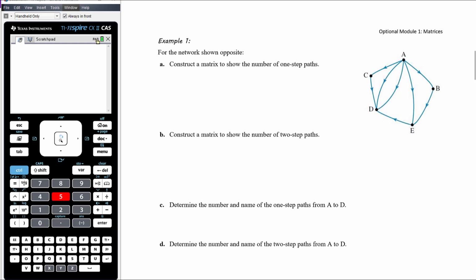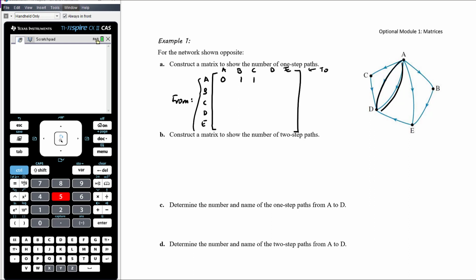Okay, so let's think about a bit smaller. We're going to have A, B, C, D, and E. And we're going from these. Okay, and here we're going to have A, B, C, D, and E. And we're going to be going to those cities at the top. I'll just make that bracket a bit bigger. Okay, so from A to A we found there was none. From A to B there was 1. From A to C there was 1. From A to D there are 2 one-step paths. And then from A to E there is 1.